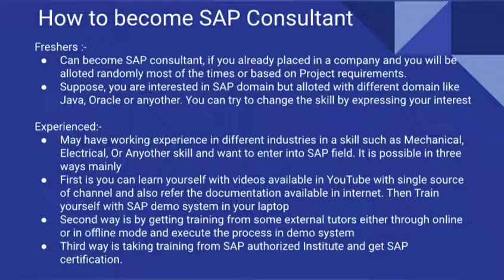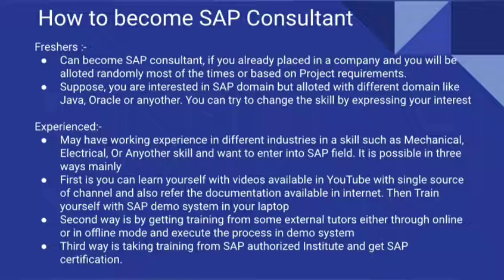Or, second point, if you are interested in the SAP domain but allotted a different domain like Java, Oracle, or any other software skill, you can try to change the skill by expressing your interest to the concerned manager or HR. That is also possible. But basically for a fresher, the skill allotment is random and by luck, and also based upon project requirements. Sometimes it may vary.